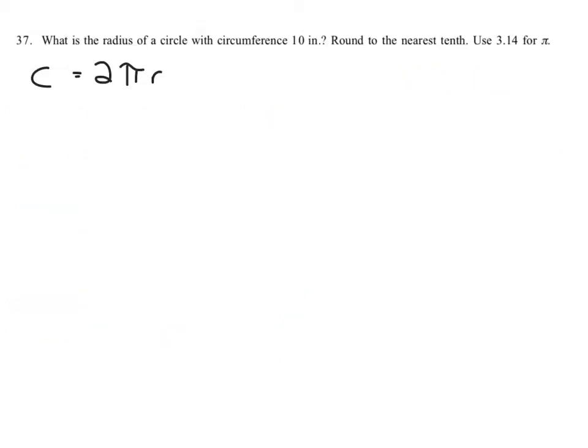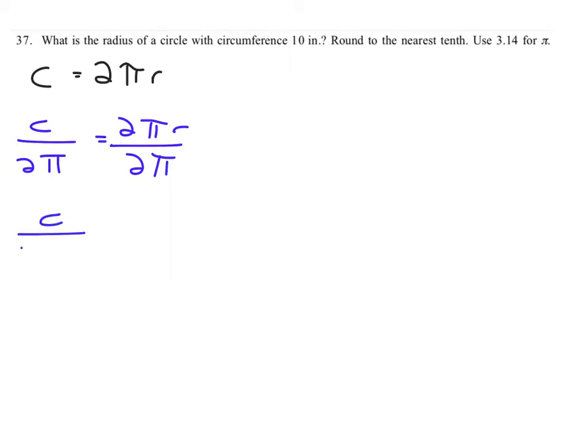Let's do the next. Okay, so this one says, what is the radius of a circle with a circumference of 10 inches? They're looking for the radius, so I'm going to isolate the r value first before I plug anything in. What's happening to r right now is being multiplied by 2 pi, so I'm going to divide both sides by 2 pi. So I'm going to say c divided by 2 pi equals 2 pi r divided by 2 pi. And what results is then c over 2 pi equals r.